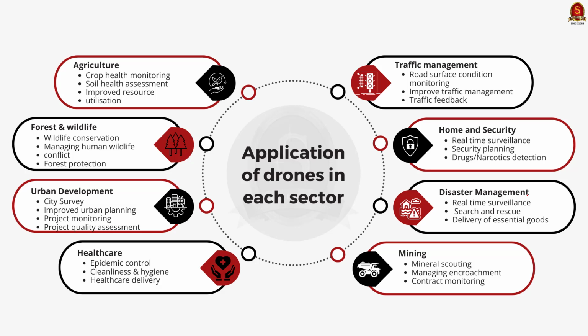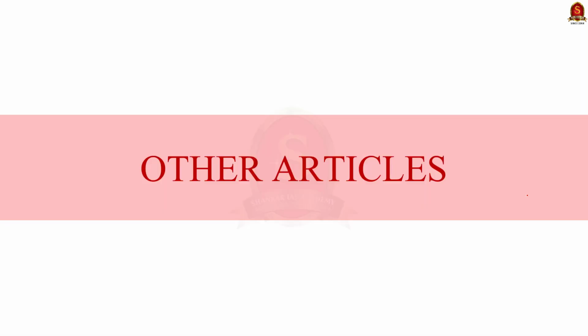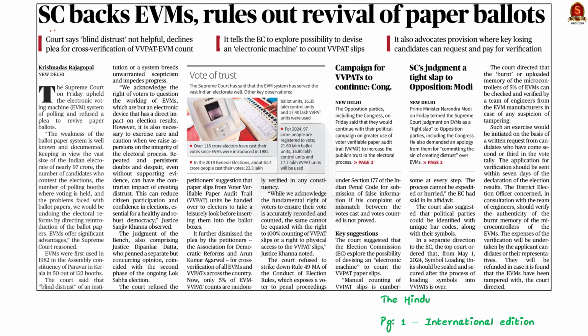Having discussed important news articles from today's newspaper, there are a few more news articles that we need to cover. Let's see them one by one. The first article is: Supreme Court backs EVM, rules out the revival of paper ballot. With regard to this article, we need to understand about EVM from our prelims perspective.